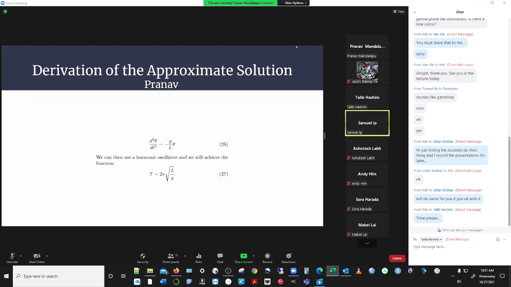Okay, so now we have the approximate solution. The approximate solution is where we take sine theta as theta for all small values of theta. But for this to work, theta must be in radians. So by using this, and using harmonic oscillator, you can get that T is equal to 2 pi square root of L on g.